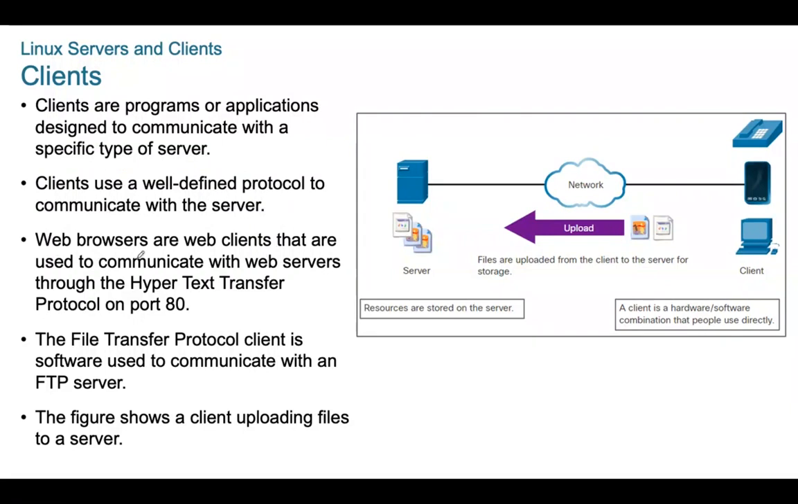Web browsers are web clients, and they communicate with web servers through the Hypertext Transfer Protocol, which uses either port number 80 or port number 443. To communicate with FTP servers, they use the FTP protocol. Which port numbers are enabled for FTP? 20 and 21. So for different services, different port numbers will be enabled to communicate directly with the servers.